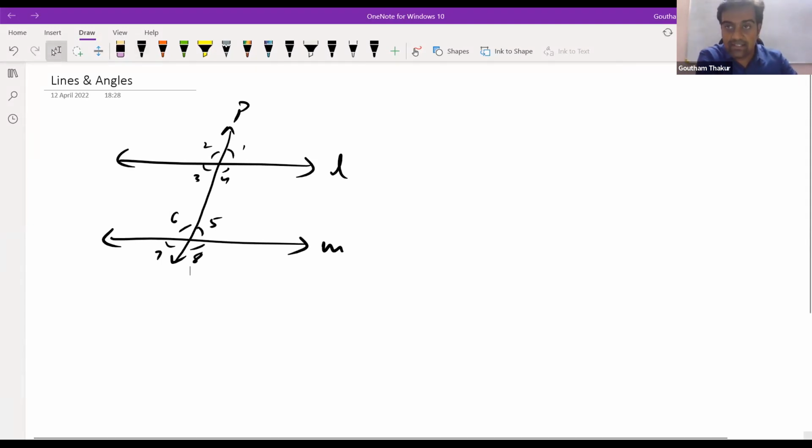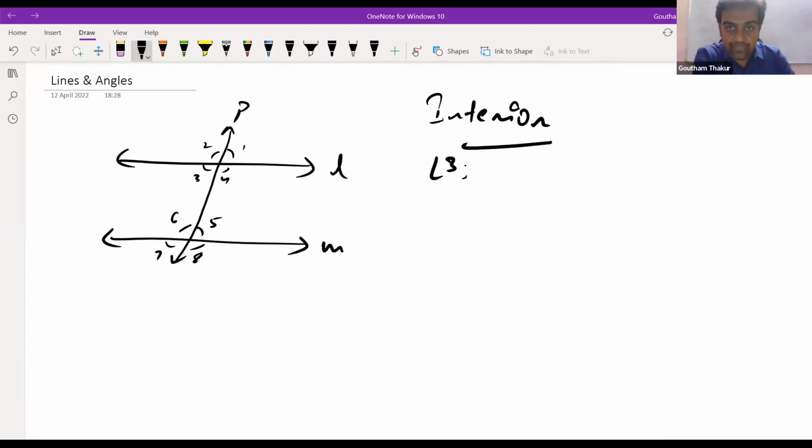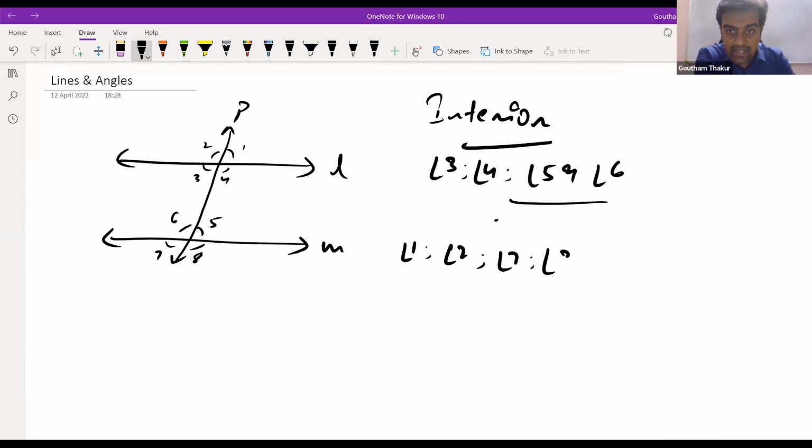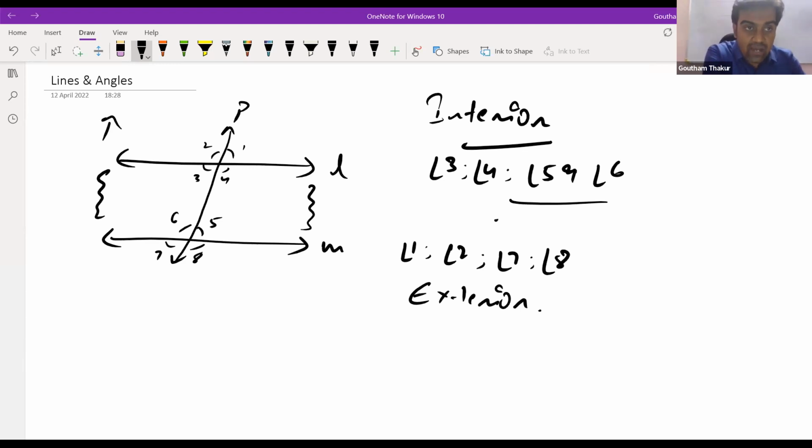Of these 8 angles, we call angle 3, angle 4, angle 5, and angle 6 interior angles, and angle 1, angle 2, angle 7, and angle 8 exterior angles. The main reason behind calling them interior and exterior is that the angles lying between the parallel lines are interior, and the angles lying outside the parallel lines are exterior angles.